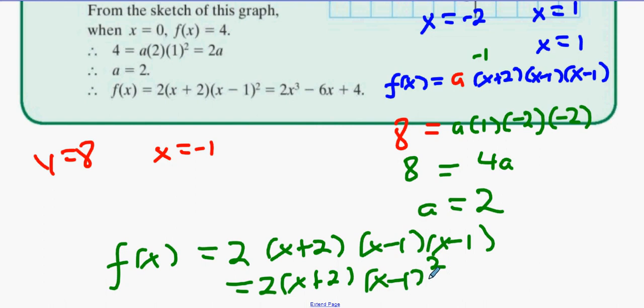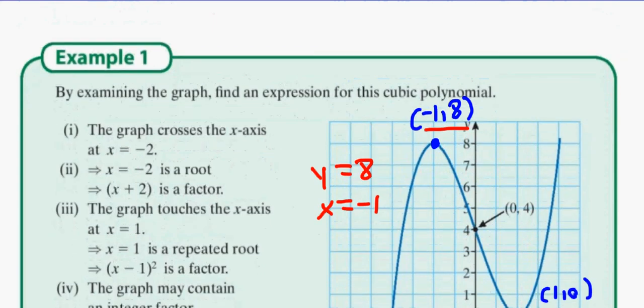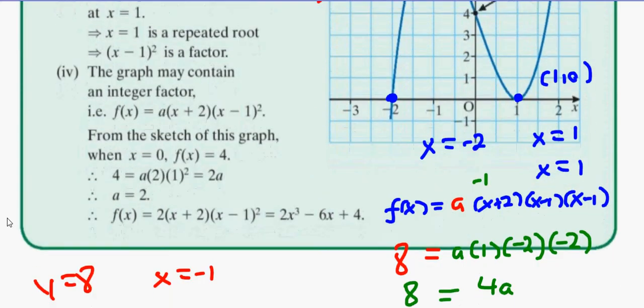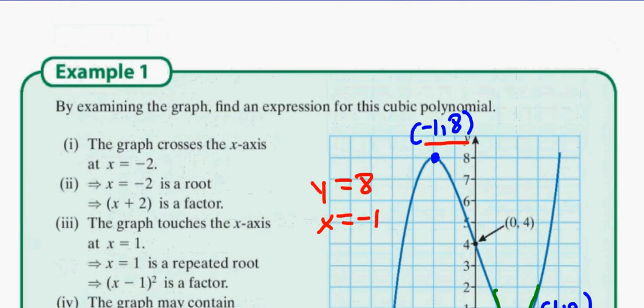Go with that? Alright, I need to find you a question exactly like that to try out yourselves. Yes? It's a repeated root. The graph hits the axis, it doesn't pass through it. So it means there's 2 of them. Okay? Alright, let's find you guys a question.